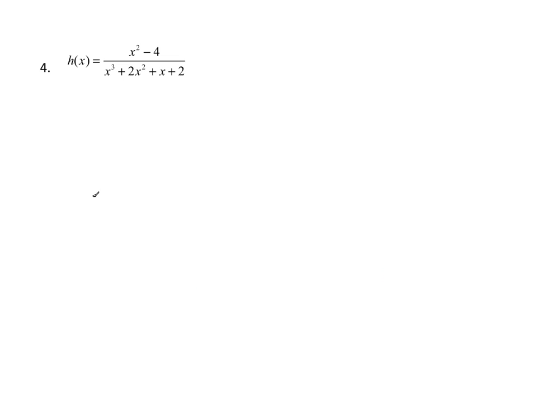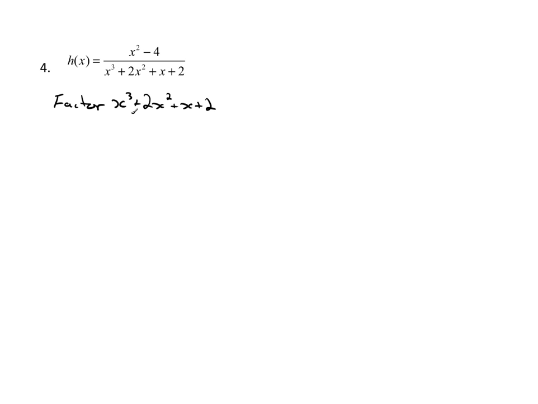Okay, this last one now is just a tad bit more challenging. I have x squared minus 4 over x cubed plus 2x squared plus x plus 2. First thing I want to do is, if there's going to be a vertical asymptote, it's going to be when the denominator is 0. So what I really need to do is factor x cubed plus 2x squared plus x plus 2.